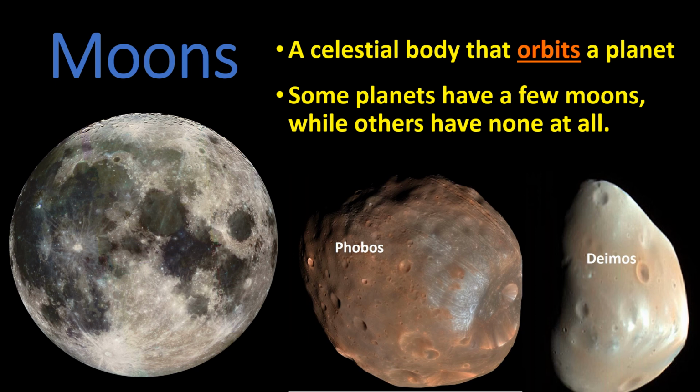And then moons. Where do moons fit into this whole thing? A moon is a celestial body, meaning it's out there in space, that orbits a planet. So to be a moon, it has to be in orbit around a planet. And some planets have few moons, some have none, and others have many. The one on the left that you're seeing in the picture is Earth's moon, which you are all familiar with. And the 2 next to it are Phobos and Deimos, which are the 2 moons of Mars. You'll notice that these 2 moons are not nearly as spherical as the Earth's moon, which is kind of interesting.